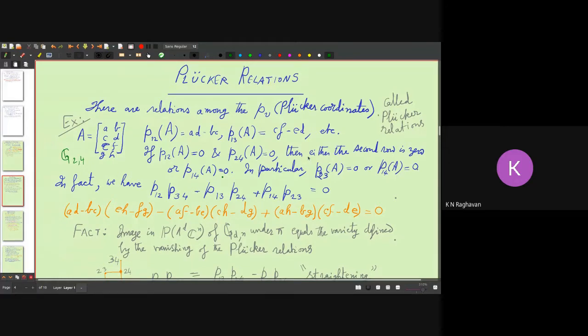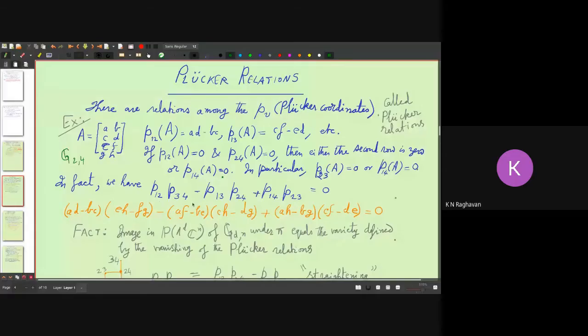So this is just a simple illustration to show that if these two are 0, such a relation holds, and this is also easy to see because I've written it out here. This is just a simple checking. Okay. So there are some relations similar to these that you can write.